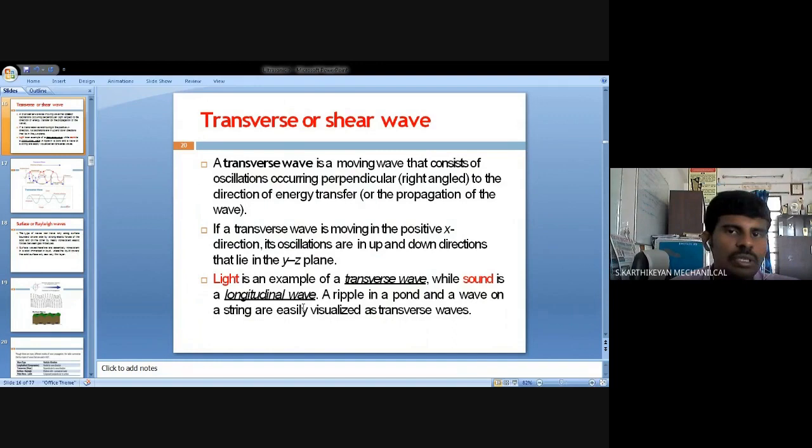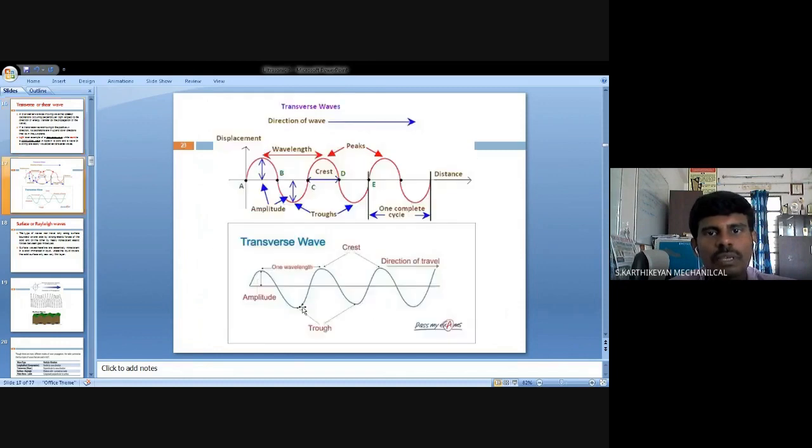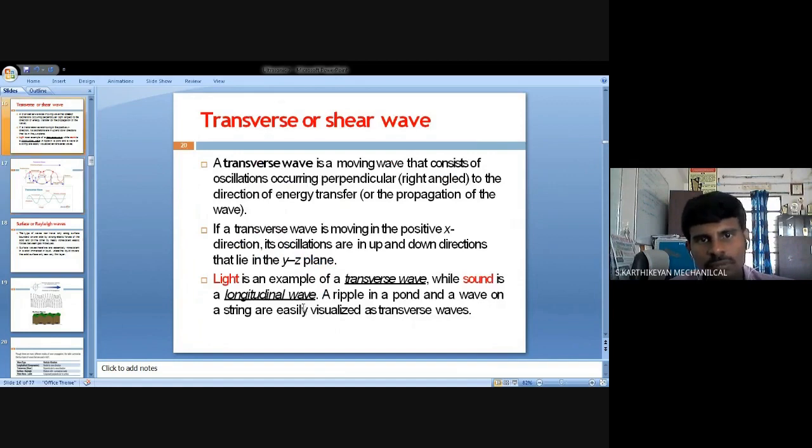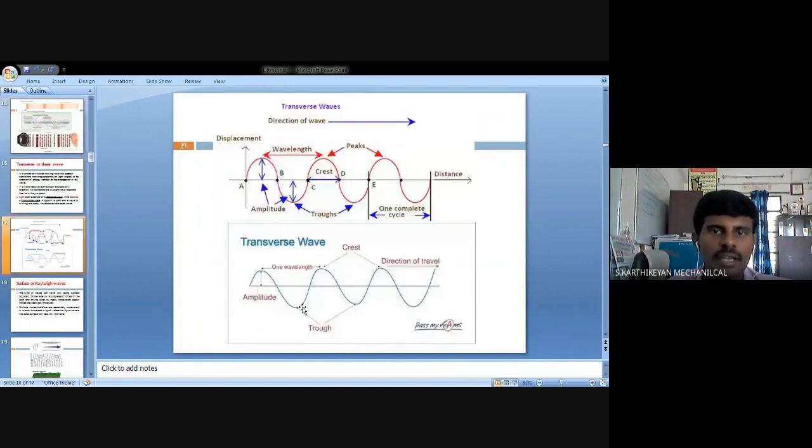Transverse or shear waves. A transverse wave is a moving wave that consists of oscillations occurring perpendicular to the direction of energy transfer, or the propagation of the wave. An example is a seawater traveling path. The wave is moving in the positive x direction, and its oscillation is in up and down directions, that is, the y and z directions.